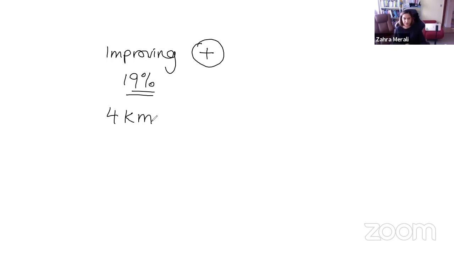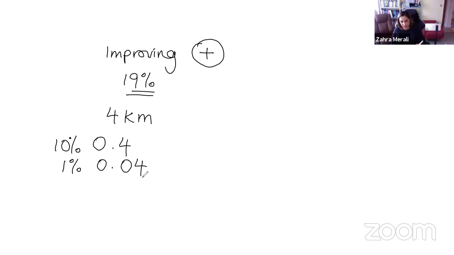Okay. So 4 kilometers, we could turn it into meters if we wanted, but let's leave it as 4. And we want to find 19%. So I know that 10% is dividing by 10. So I know 10% will be 0.4, because there are no zeros to take away, so I've got to move the decimal. So that's my 10%. That means 1% will be 0.04, right?